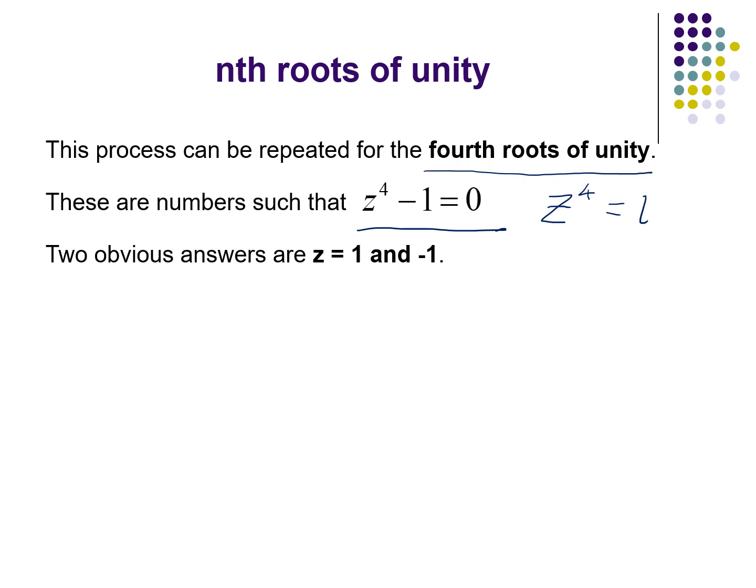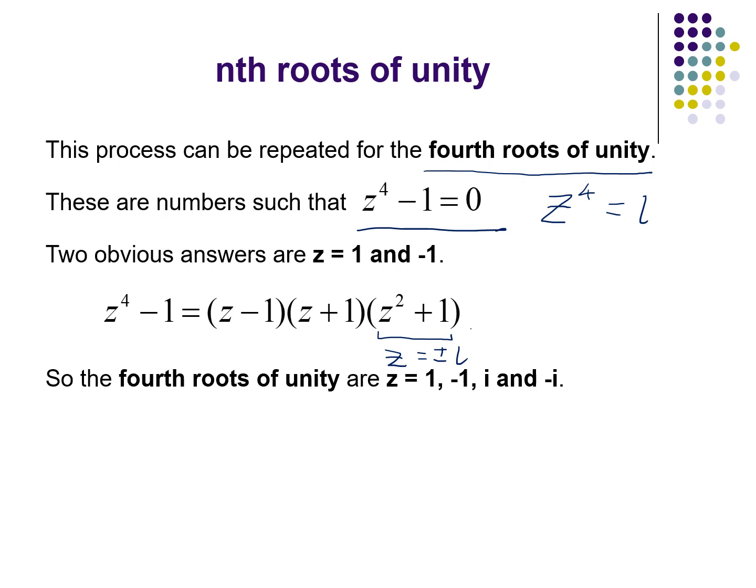There's going to be two more, and they're going to be complex. So let's factorise it. Here's our z is 1 and z is minus 1. The other factor is z squared plus 1. If I solve that, I get z equals plus or minus i. So my fourth roots of unity are 1, minus 1, i, and minus i.